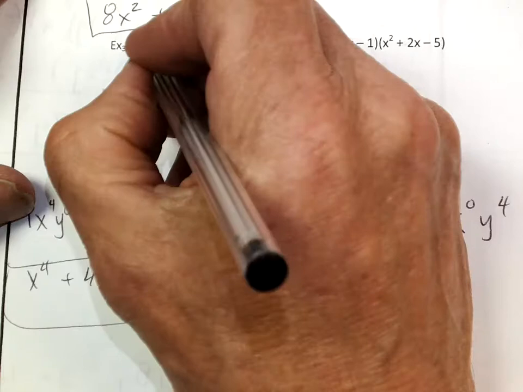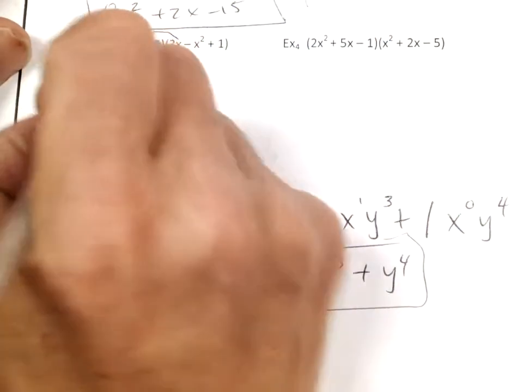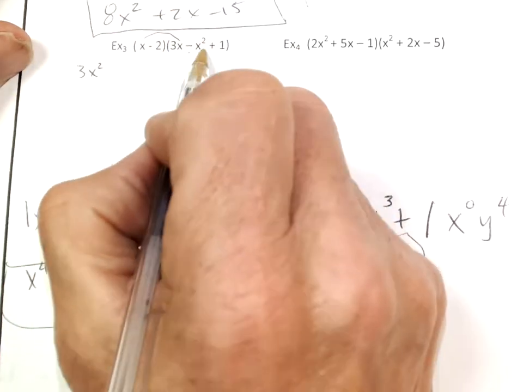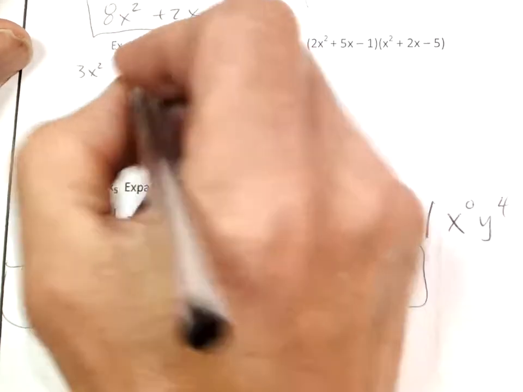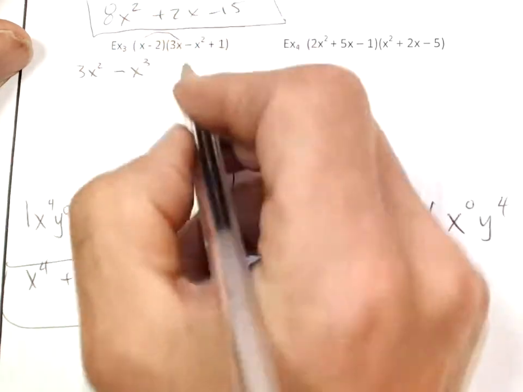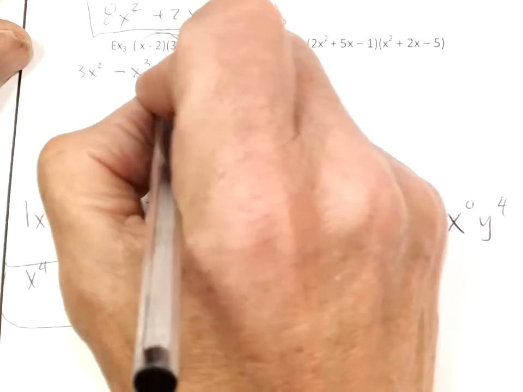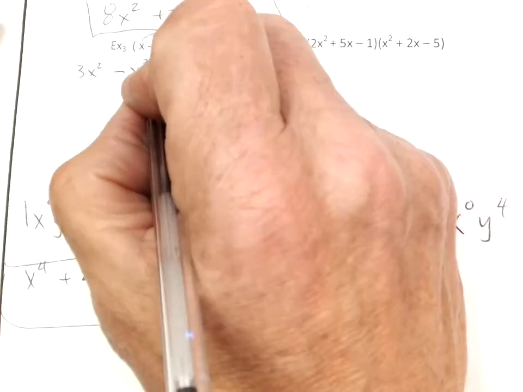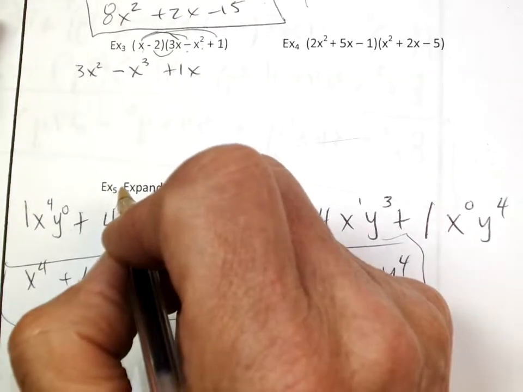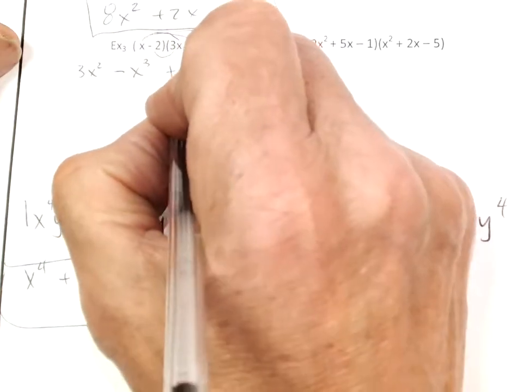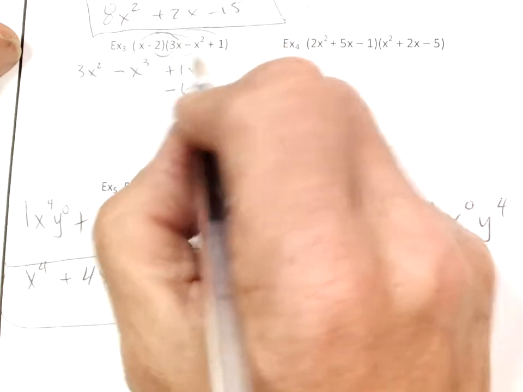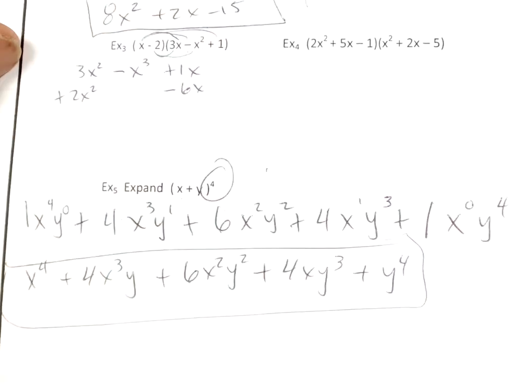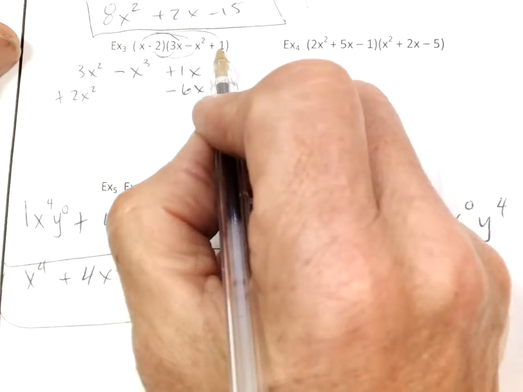Okay, so x times 3x is a 3x squared. x times a negative x makes a negative x cubed. x times 1 is a positive 1x. All right, this times this is a negative 6x. I'm going to put that right there, okay? Negative 6x, I'll put that right there. Negative 2 times a negative x squared is a positive 2x squared, so I'm going to put that right there, positive 2x squared. And then negative 2 times 1 is a negative 2, okay?